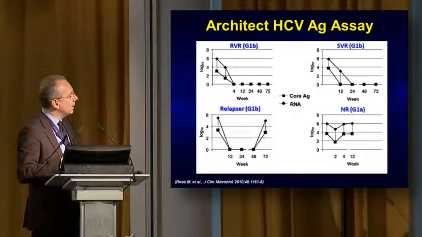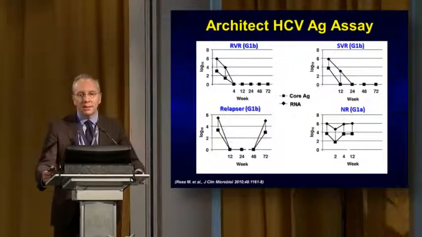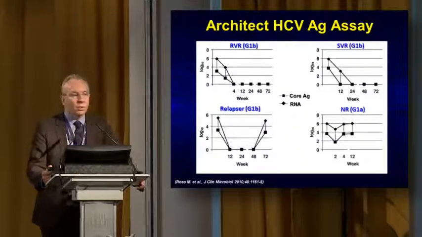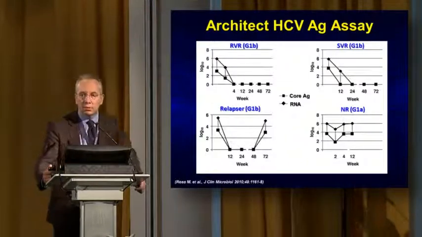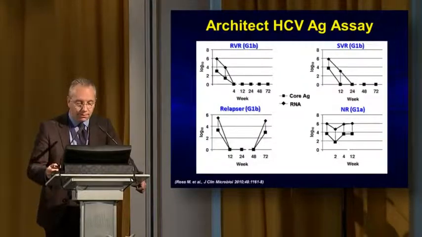At the top left, you have a patient with a rapid virological response, who has a sharp decrease of viral replication, and you see that the core antigen is going in parallel and becomes undetectable, achieves an SVR. On the right, you have an SVR patient. At the bottom, you have a relapser, a non-responder. You see that the curves are really parallel, and therefore, core antigen quantification could theoretically be used to indirectly monitor HEV replication.